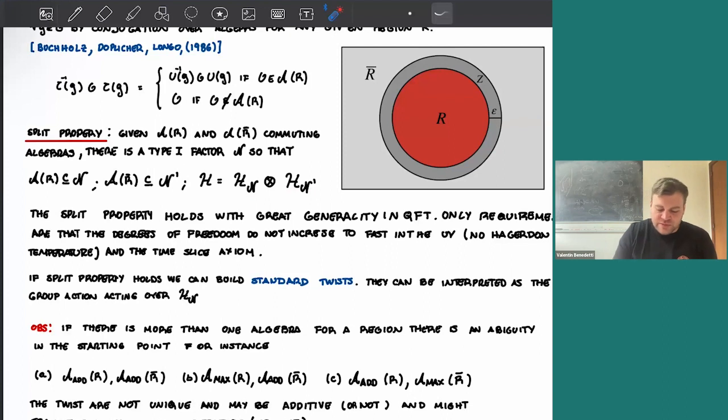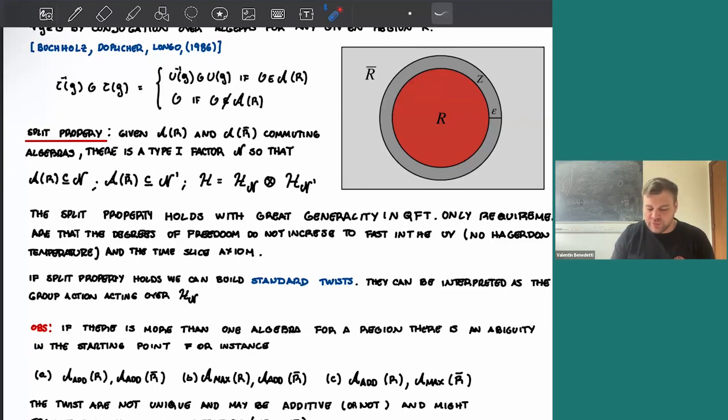The main point about the split property is that this algebra N is a little bit different. It's type I, which implies that it is isomorphic to some Hilbert space, and essentially it's more similar to a quantum mechanical algebra.